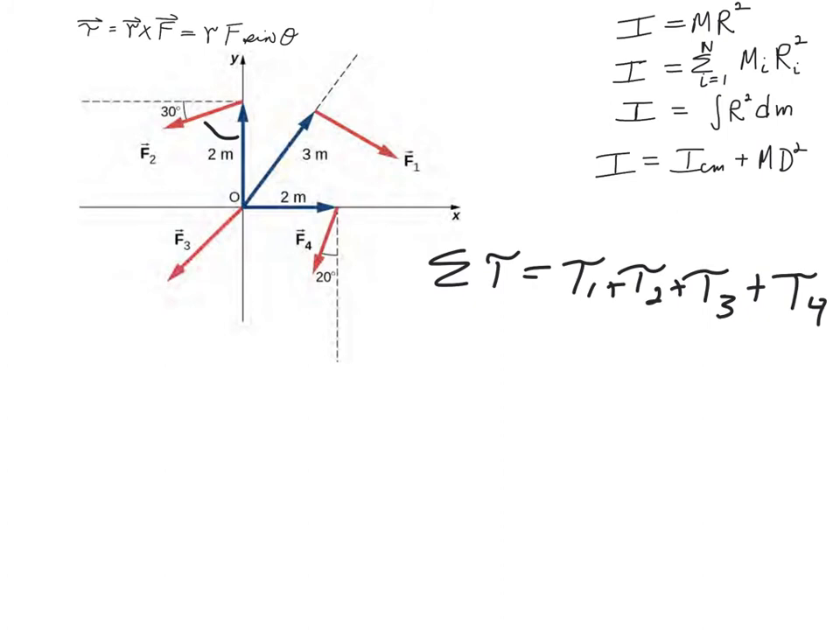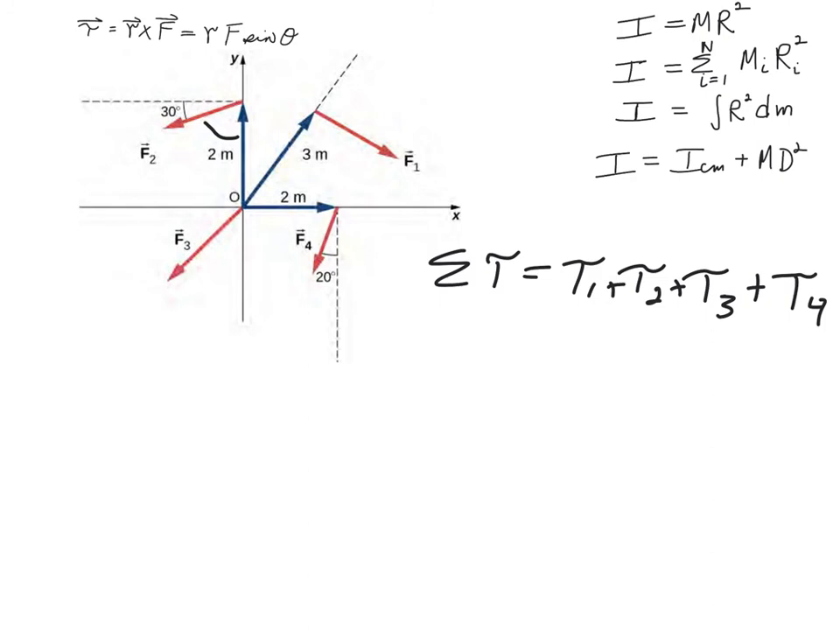And then F3 makes an angle of 100. Well, actually, it doesn't make any angle. It acts at the center, so the R is 0, right? The distance from the center to where the force is applied is a distance of 0, so when R is 0, the torque is 0. So torque 3 is 0.